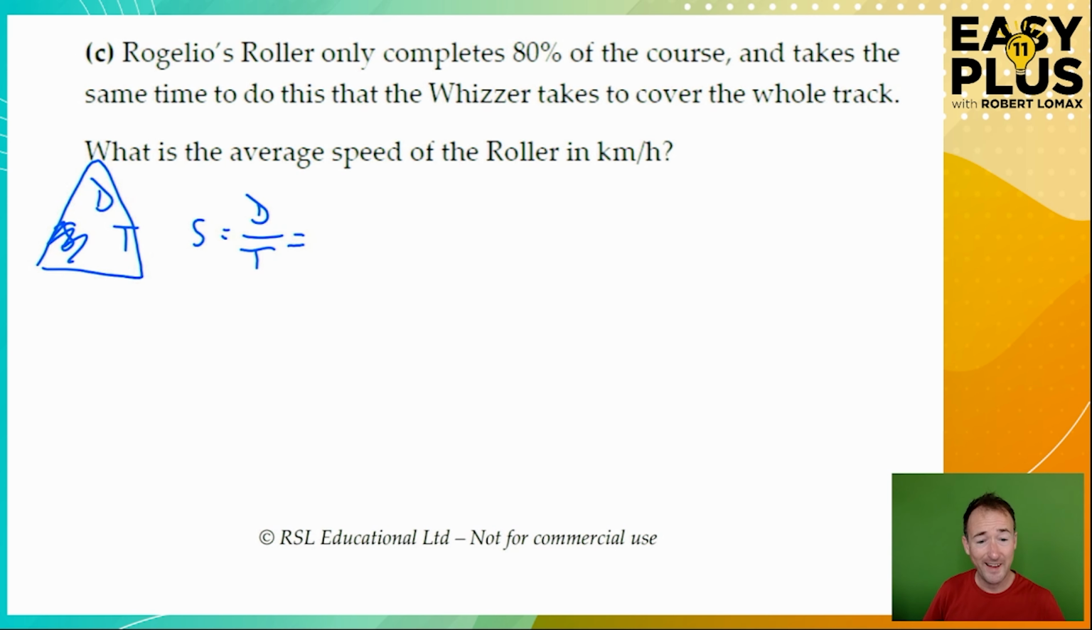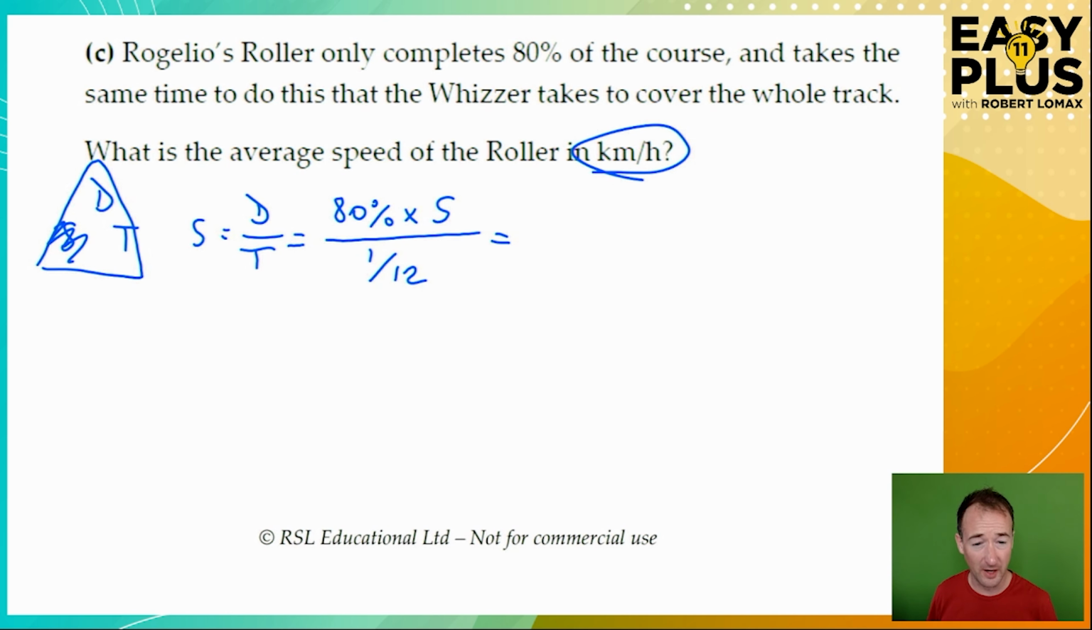The distance is 80% of the whole course, which is 5 kilometers. Remember that of becomes times in maths. And it takes the same time as the Whizzer, which was 5 minutes, or, because we have to work in hours, because we're looking at kilometers per hour, a 1/12 of an hour.